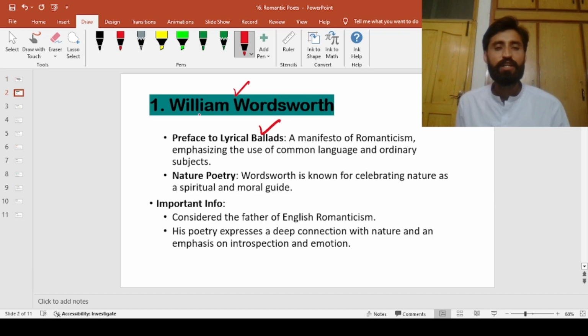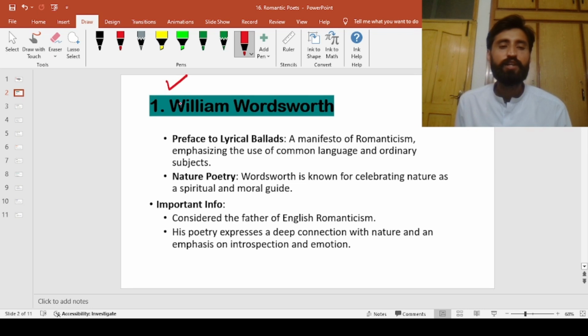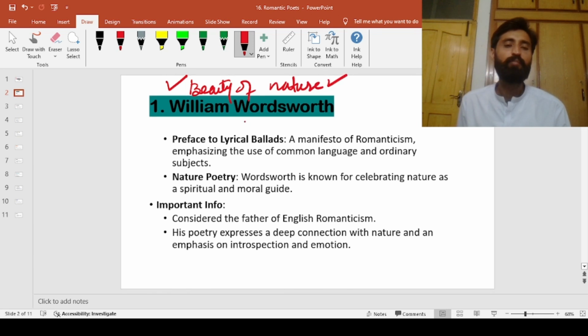Okay. The first one is William Wordsworth. Now, William Wordsworth is a prominent romantic poet, right? And he is famous for the beauty of nature. Now, he is of the view that nature has the ability to cure our problems, right? So, he is the lover of nature.